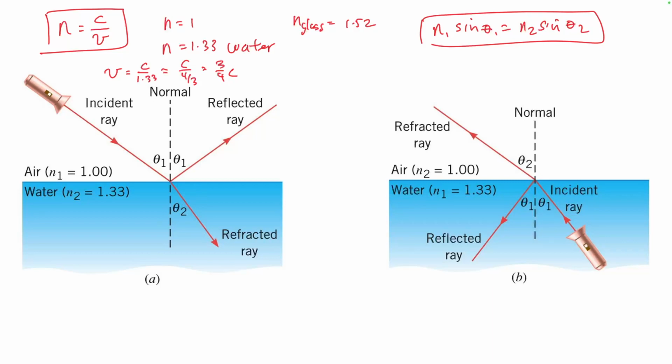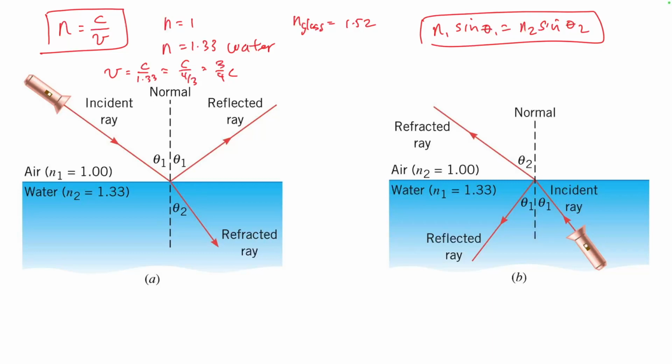The reverse is true if your incident ray is traveling in a high index material and the light is transitioning to a low index material. So from higher to lower index, this angle gets bigger. It bends away from the normal.